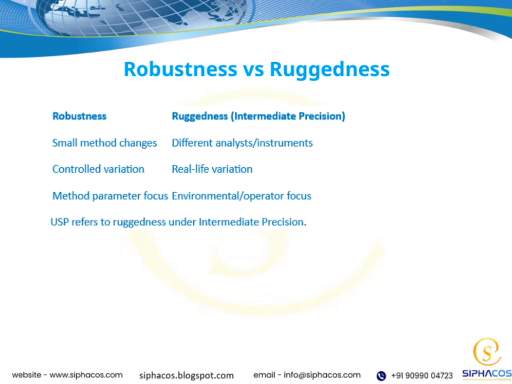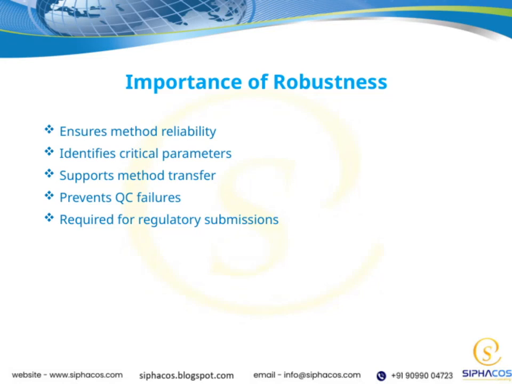Let's talk about the importance of robustness in our methods. First, ensuring reliability is key. We want to be confident that our method consistently produces accurate results. Next, identifying critical parameters helps us focus on the factors that truly impact the method's performance, making our process more efficient. Supporting method transfer is also vital, as a robust method can be seamlessly adopted across different labs or teams without issues.